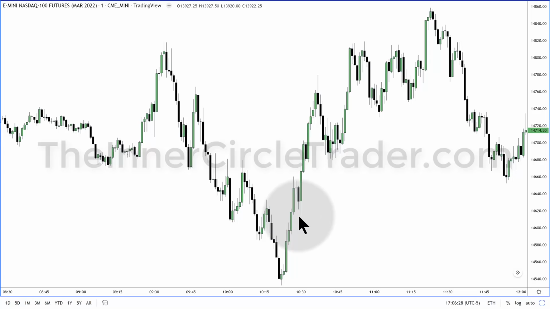High frequency algorithms are hammering. They're just throwing orders in. Buy, buy, buy. That is not, okay, here's an important thing. That is not causing the market to go higher.